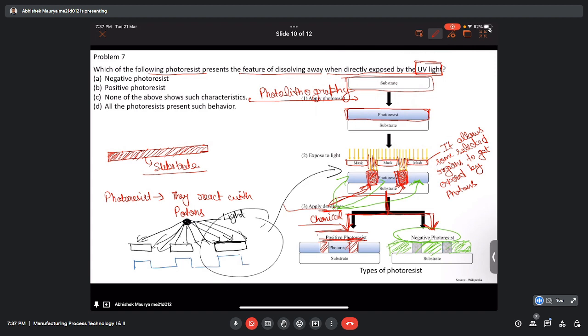If you have understood this much, now probably you can answer the problem. Here it has been asking which of the following photoresists presents the feature of dissolving away when directly exposed by UV light. So what we can see in this region, the developer has dissolved the exposed region, and that is called the positive photoresist. Okay, so the correct answer is this.